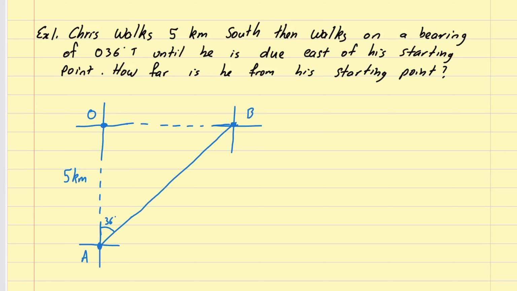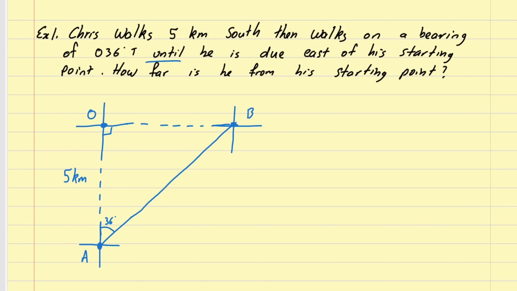So now let's revise what the question has stated. Chris walks 5 kilometers south, so all the way south until he goes to point A. Now from point A, he goes on a bearing of 36 degrees until he is due east of his starting point. And how do we know that he's due east? Well, let's have a look. From O, we're traveling directly east up until we hit the point B. Now, if you notice, what do you see over here? What have we just created? We've created a triangle, but in specific, we've created a right angle triangle.